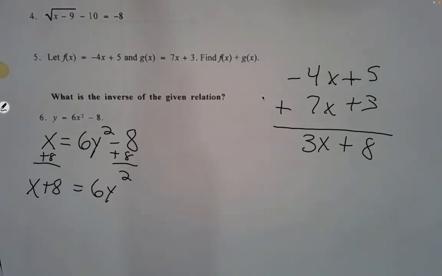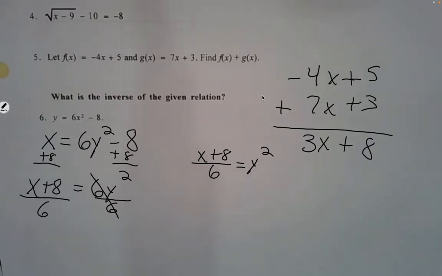Then what do I have to do? You're going to divide first and then square root it. So divide by 6. And since this one's short answer, I'm just going to leave my problem like you like to leave them. I'm just going to leave it x plus 8 over 6 equals y squared.